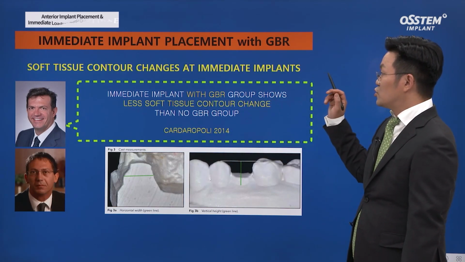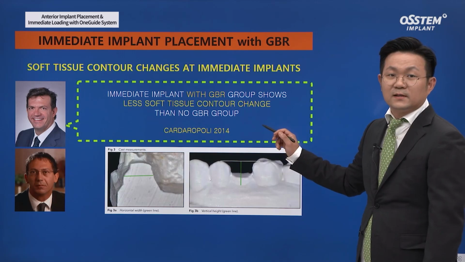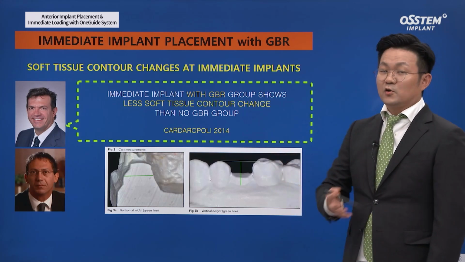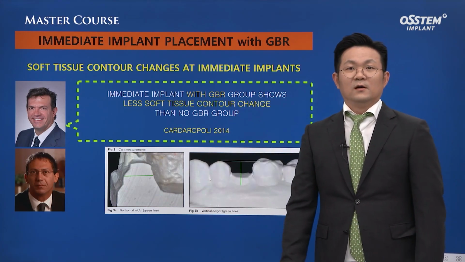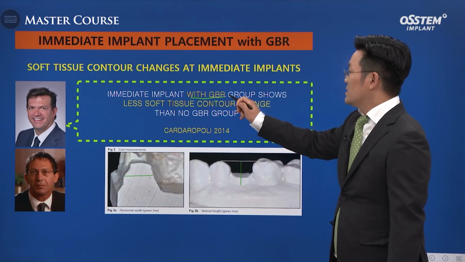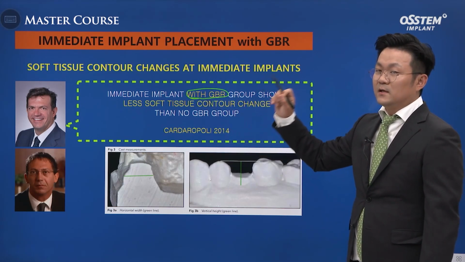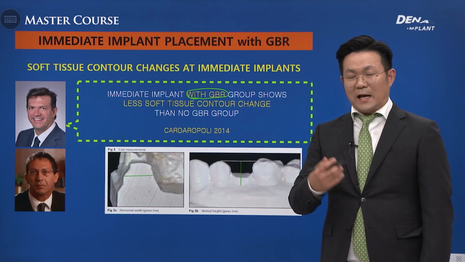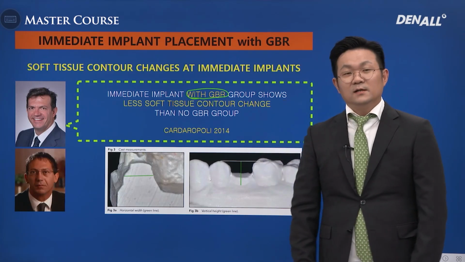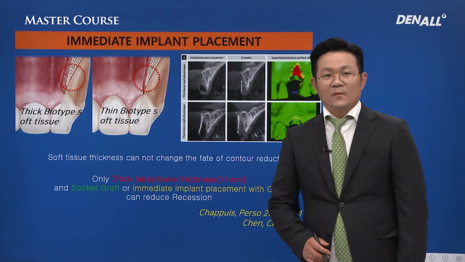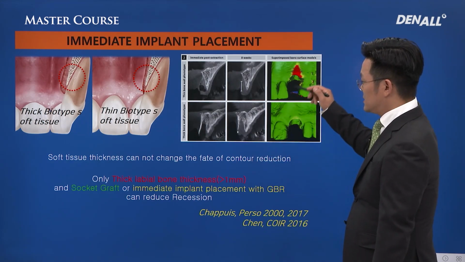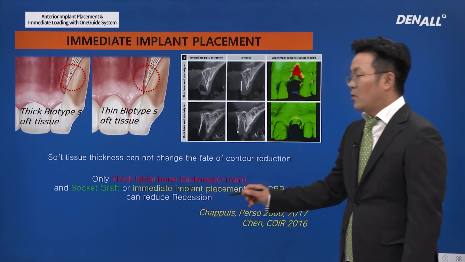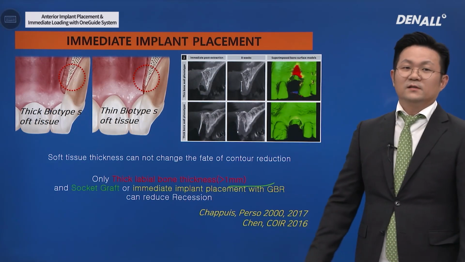So with immediate placement with GBR on one side, and on the other side without GBR, in the GBR group, they saw less soft tissue contour change. So again, doing GBR with the extraction, immediate implant placement with immediate GBR, is very much necessary aesthetically and stability-wise. Depending on the biotypes and residual bone thickness, there are a lot of different theories, but the thinner the bone, the more you have to do sufficient GBR.